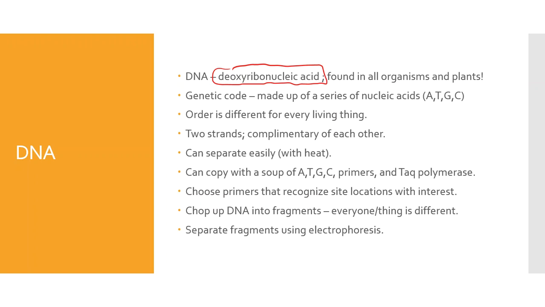Deoxyribonucleic acid. The ribo part is because we're talking about ribose, and ribose is a sugar or a carbohydrate. So we've talked about sugars and we've talked about carbohydrates at the beginning of the semester. This is a sugar-based structure that has some modification on it, and then this is enveloped into a larger, bigger picture of the puzzle. So DNA, that's where it starts. It's found in all organisms, and it's also found in all plants.